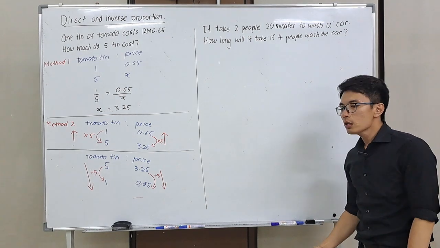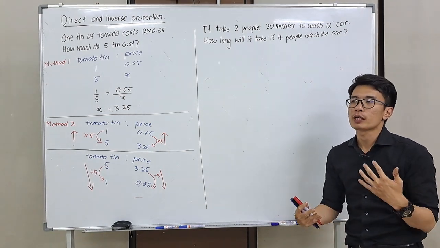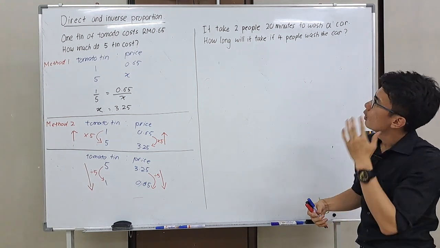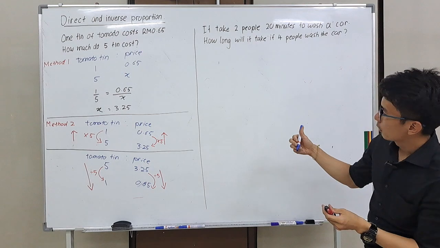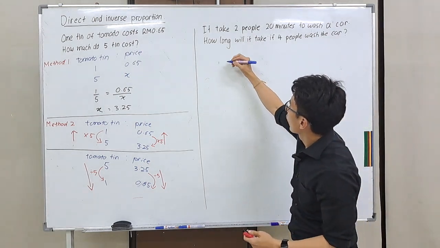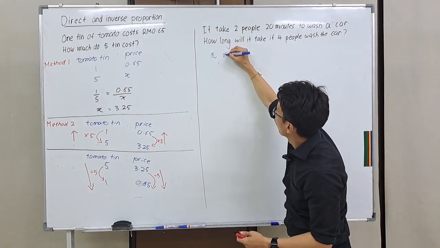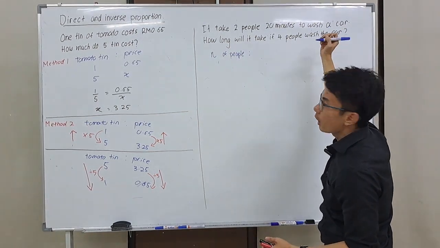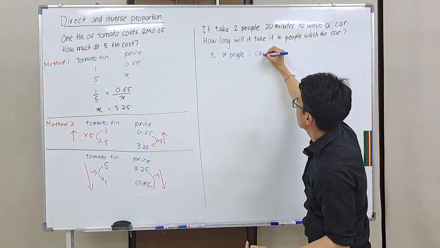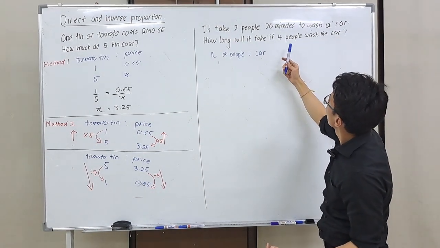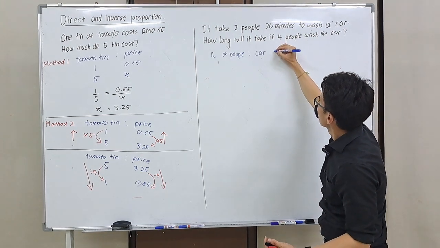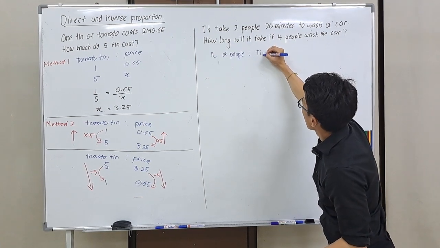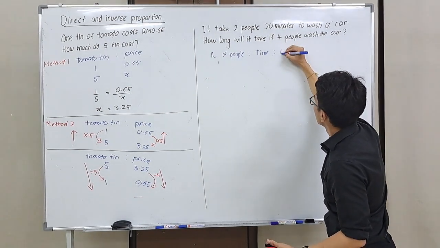All right. So again, for all of my ratio questions, I would like to build a table so I can see in the big picture what's going on. So what information do I have here? I can see I have the number of people, I have time, and I have a car, because I wash a car.